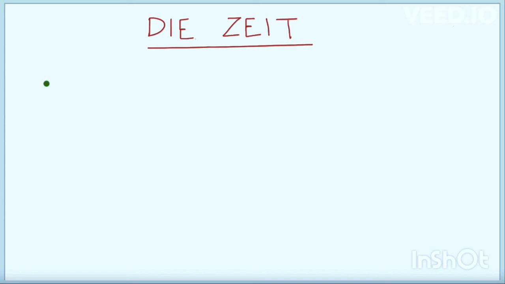Time in German is known as die Zeit. Please focus on the way I'm pronouncing the word Zeit. There is a little S sound to it. However, it does not exactly sound S. It basically begins with the pronunciation of TS. Zeit. Die Zeit. This means time.